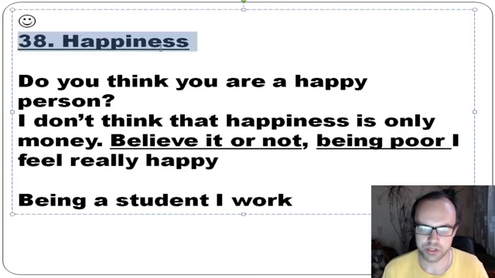So happiness. Do you think you are a happy person? I don't think that happiness is only money. Believe it or not, being poor, I feel really happy. So being a student, I work.